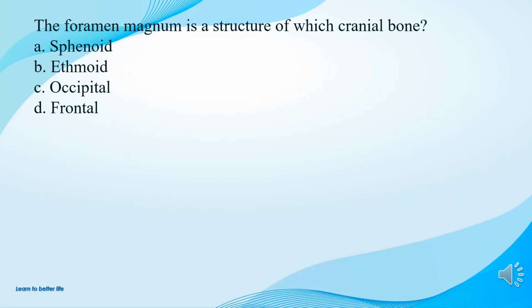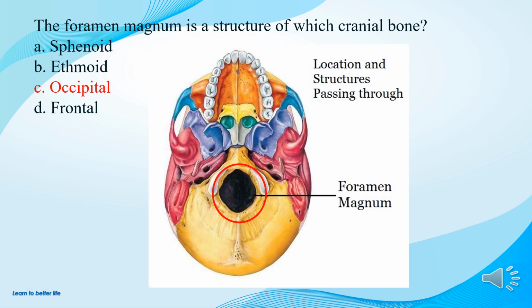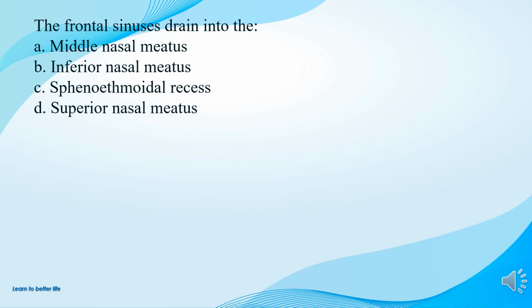The foramen magnum is a structure of which cranial bone? A. Sphenoid. B. Ethmoid. C. Occipital. D. Frontal. The answer is C. Occipital. The frontal sinuses drain into the A. Middle nasal meatus. B. Inferior nasal meatus. C. Sphenethmoidal recess. D. Superior nasal meatus.